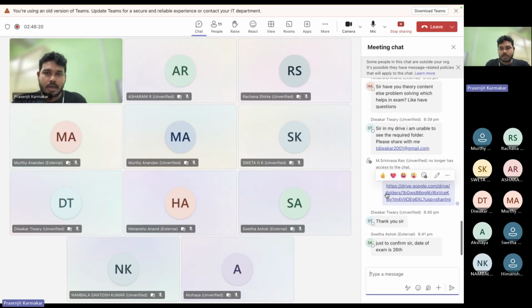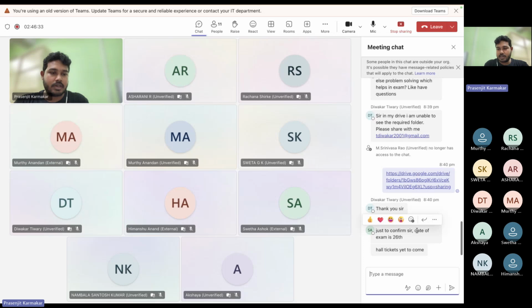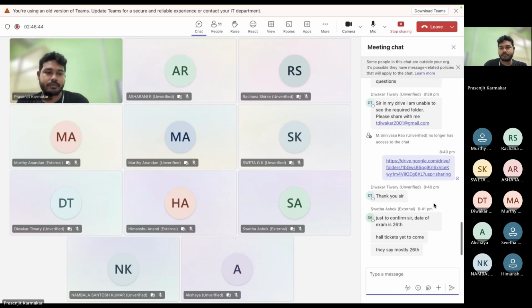No, I have to see for 26. I don't know the date. It should be confirmed by the NPTEL coordinators. Hall tickets are yet to come. It should be either announced on the course page, or you will get a mail regarding which date is the exam. But I don't have a clear idea when it is.